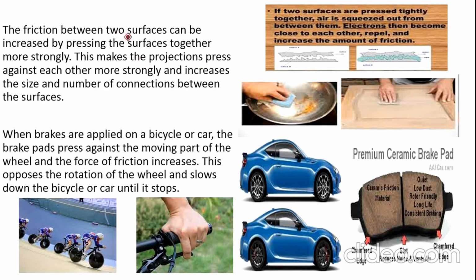The friction between two surfaces can be increased by pressing the surfaces together more strongly. You can see this when scrubbing, washing utensils, or scrubbing a board with sandpaper to make it smooth. This makes the projections press against each other more strongly and increases the size and number of connections between the surfaces. When brakes are applied to a bicycle or a car, the brake pads press against the moving part of the wheel and the force of friction increases. This opposes the rotation of the wheel and slows down the bicycle or car until it stops.